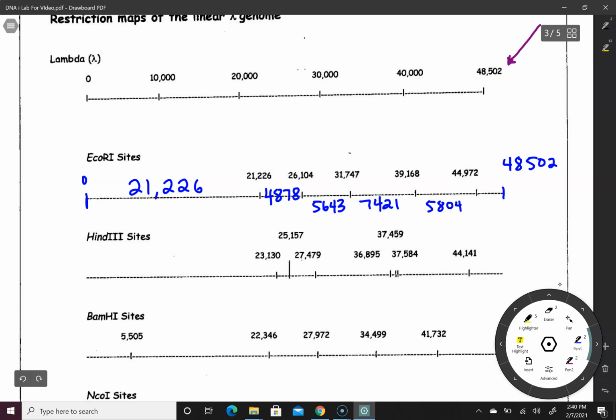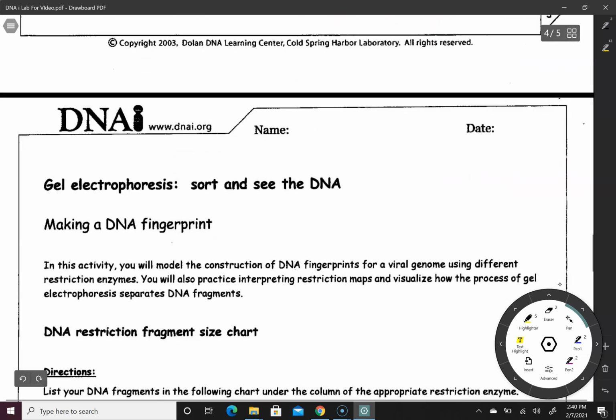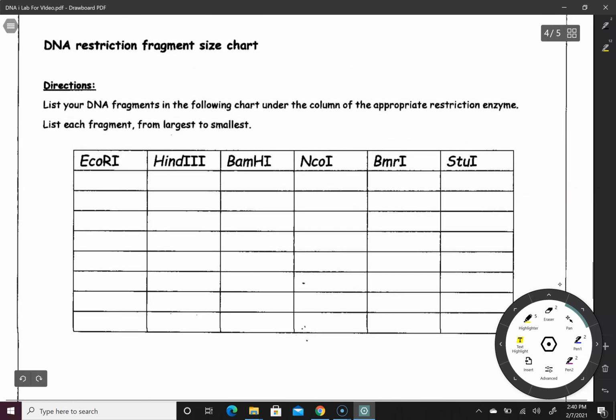5804 base pairs. And then finally, this little piece is 3530. If you add all those numbers up, they will equal 48,502. So that works. We like that. And from here, you can make what we'll call a fake gel. You wrote down all these pieces, and now you're going to come to this chart on the next page and, in essence, make a map. You're going to be making a gel.